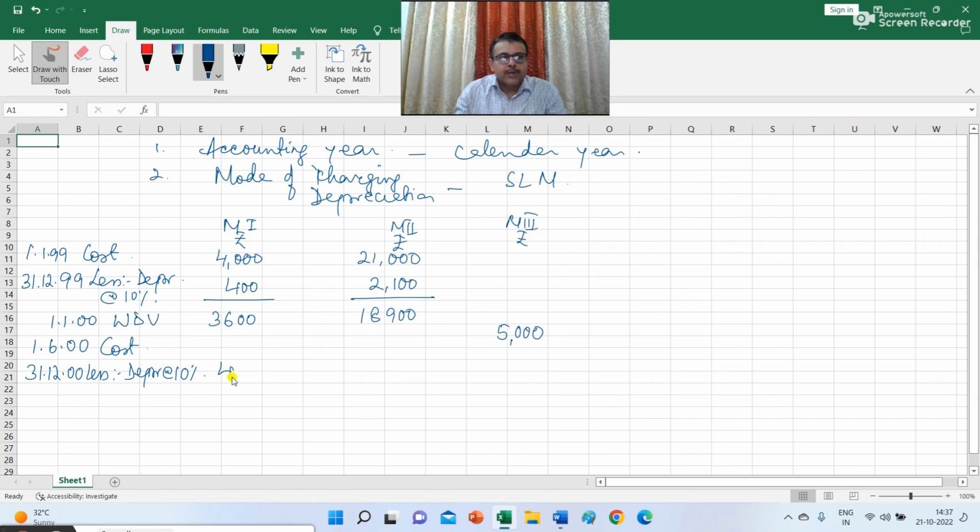So on M1, we are going to charge rupees 400, 2,100 will be charged on M2 and depreciation on M3 will be charged for 7 months. So 5,000 into 10% into 7 by 12. You will get 292. I will do the working here for your understanding. So what is the written down value of the machines on 1st January 2001? The value of M1 is 3,200, value of M2 is 16,800, and value of M3 is 4,708.